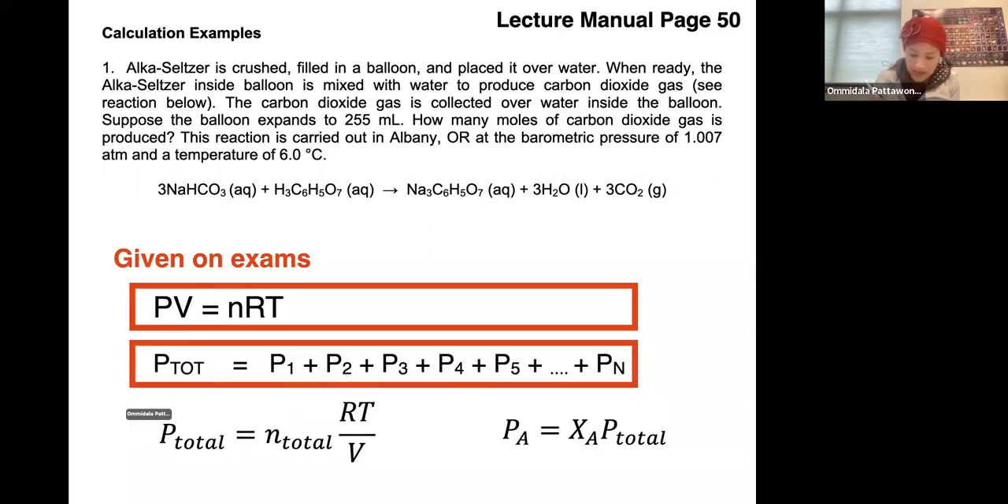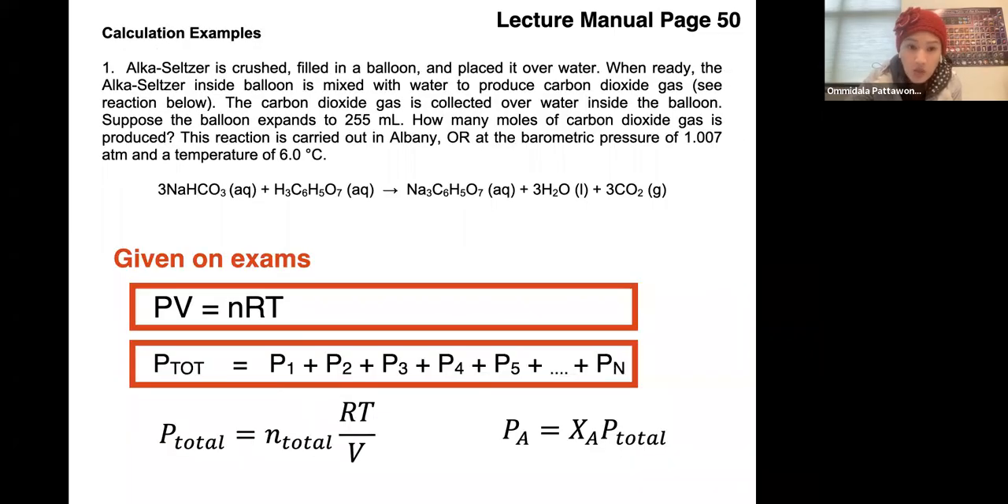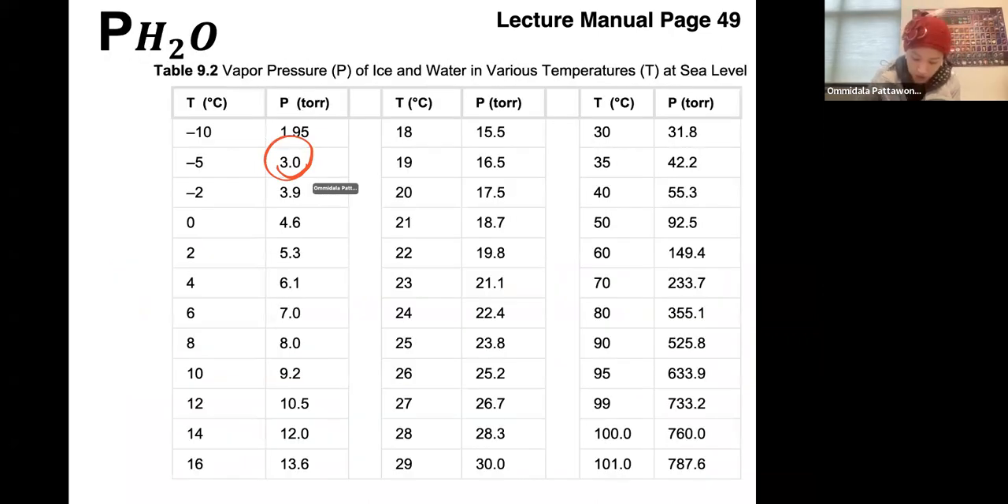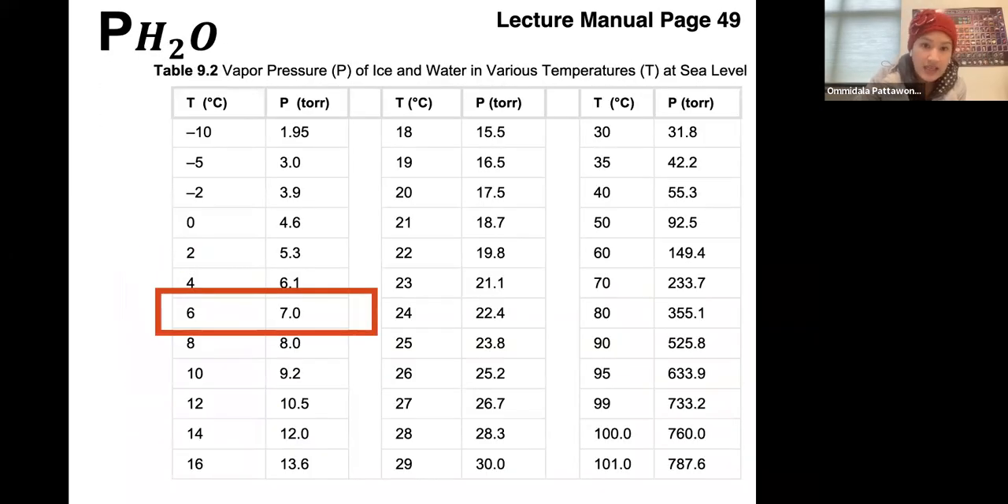Okay, so what I'm going to do is look up the partial pressure of water, because we are given the temperature. And as I mentioned earlier, if we know the temperature, we should be able to find the partial pressure of water as well. In this case, it's giving us 6 degrees Celsius. So the partial pressure of water would be 7 torr. Okay, so you need to take 7 torr into account.